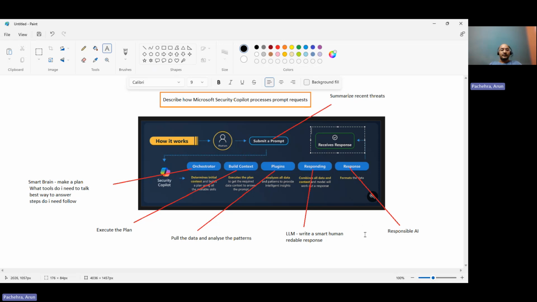If you like, I can give one more example, maybe like: list all incidents from the last 30 days in Sentinel and give me a table with title, severity, and status. Now here we have specified Sentinel, which means the Orchestrator will simply identify, okay, we need to pull the data from Sentinel and give the 30 days of incidents. Now build context will start executing through the Sentinel plugin. It will not go and touch other plugins, only the Sentinel plugin, and then the LLM will compose the neat response. Then responsible AI will ensure that it meets the ethical standards, and you will receive a formatted table ready for use. Well, this is how your Security Copilot works.